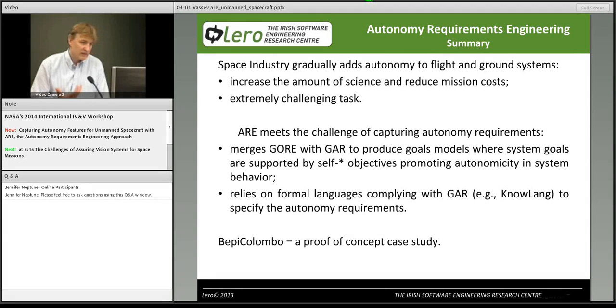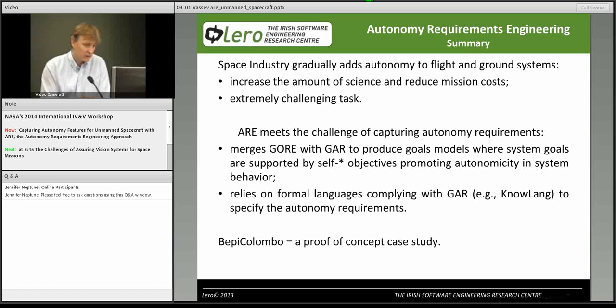In this particular engineering approach, we merge goal-oriented requirements engineering with a special mechanism which we call generic autonomy requirements, which gives us the generic autonomy requirements per class of mission. The result of this merge is a set of self-objectives promoting autonomicity in the system behavior. Each one of these self-objectives is intended to serve one of the system objectives derived by the goal-oriented requirements engineering. At the first phase we simply write down the requirements in the form of requirements chunks, which is a constructed version of the requirements in plain English, I mean requirements associated with actors and scenarios.